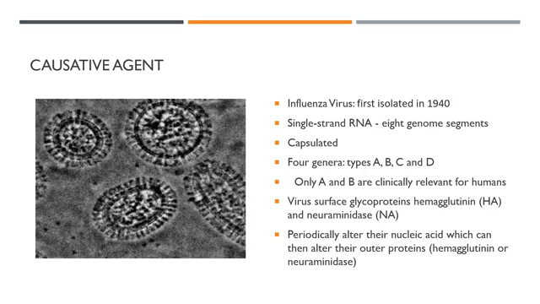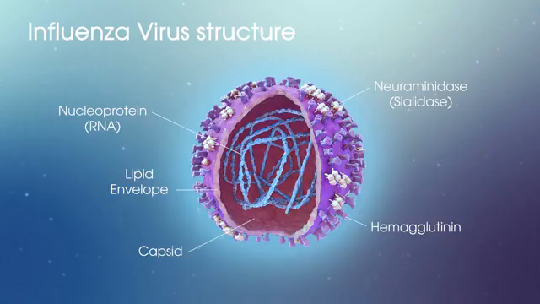The virus has surface glycoproteins, and this is important, so remember this. They have hemagglutinin, which is abbreviated H or HA, and neuraminidase, which we abbreviate N or NA. And the influenza virus is very mutatable. They alter their nucleic acid pretty often, which then alters their outer proteins, the hemagglutinin and the neuraminidase. And we'll see some reasons why that's important as we go on.